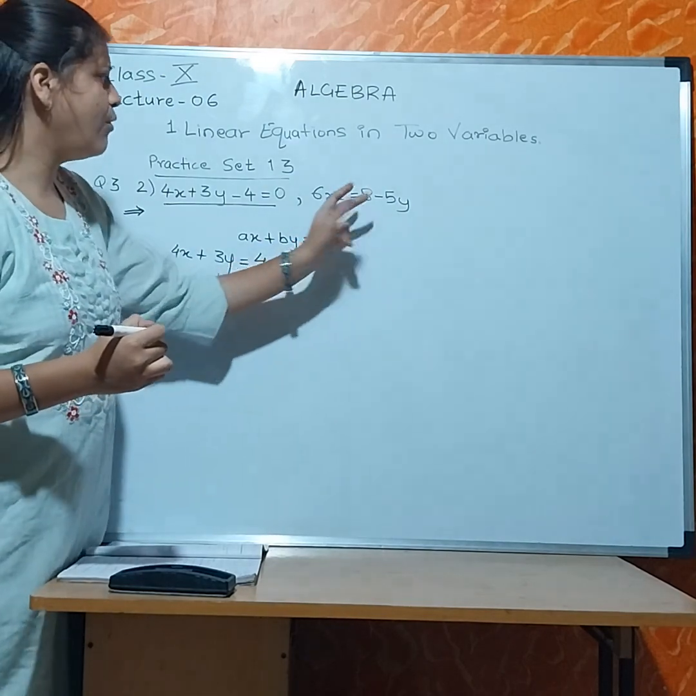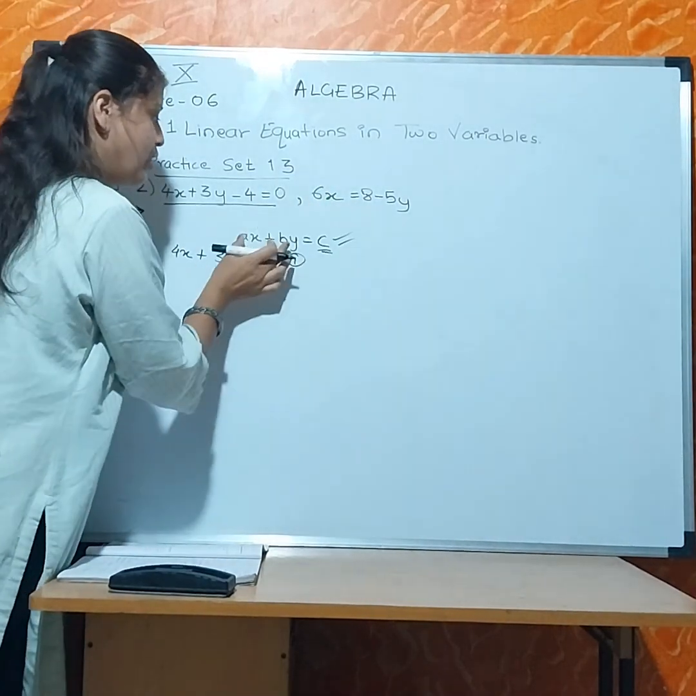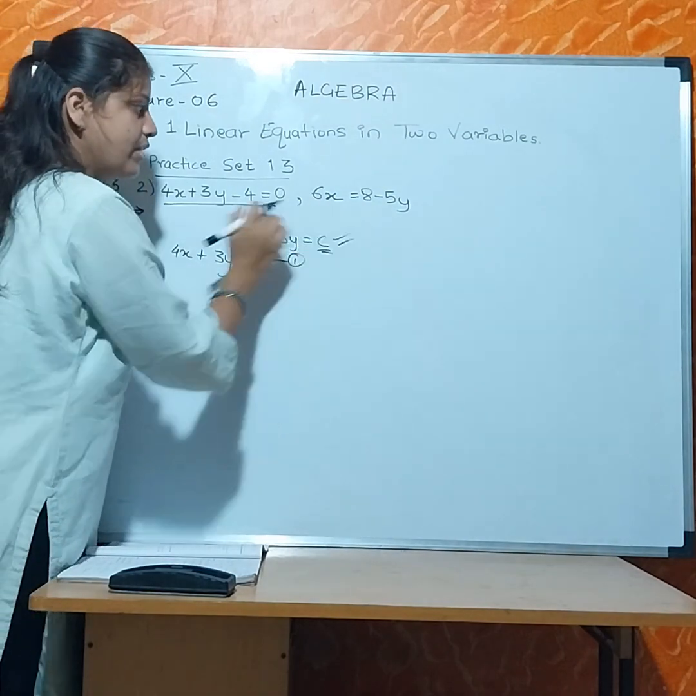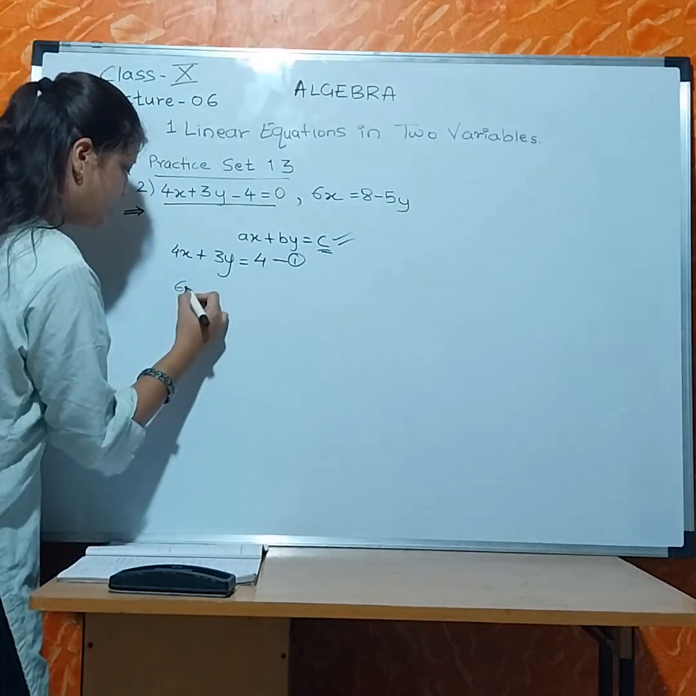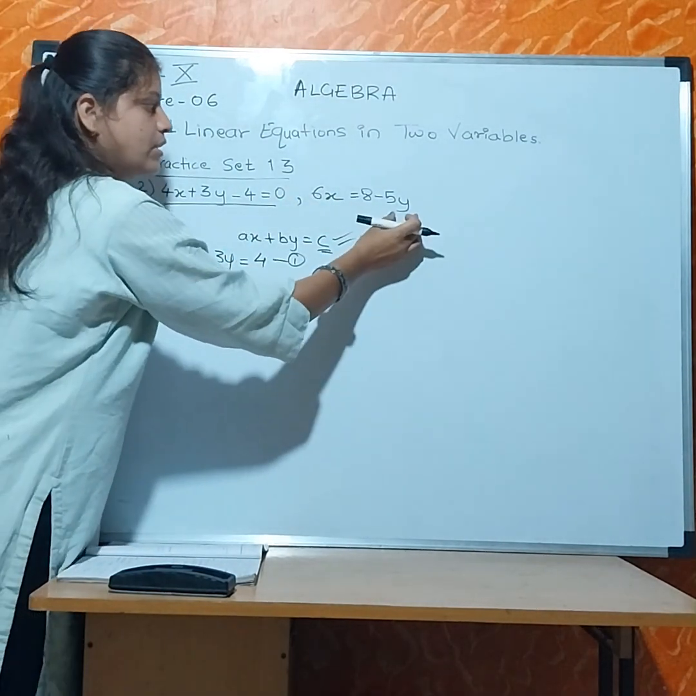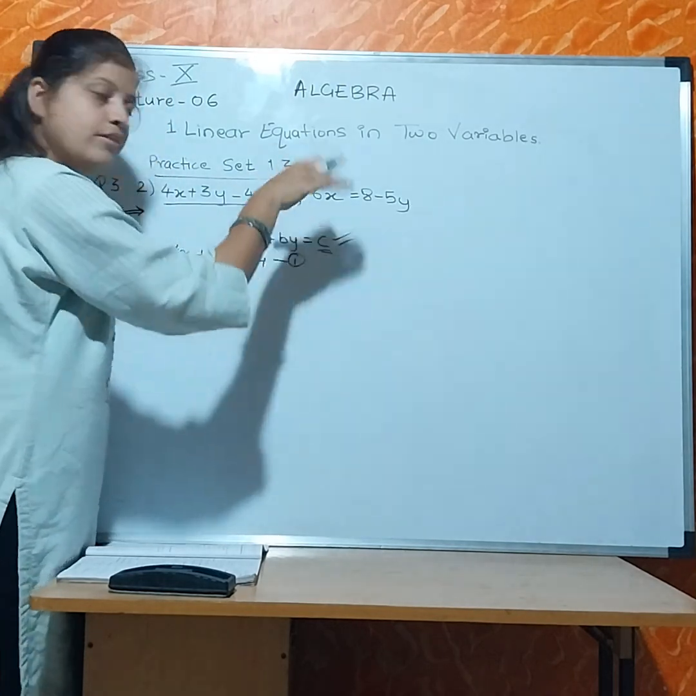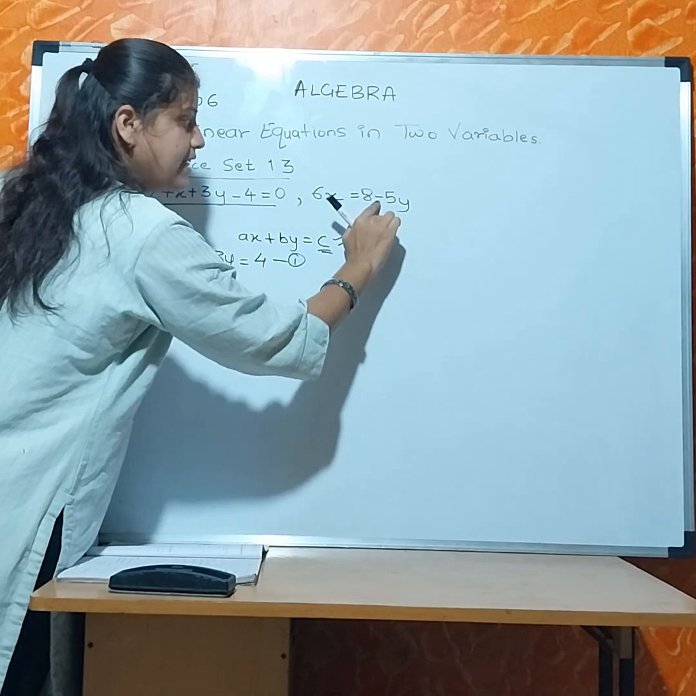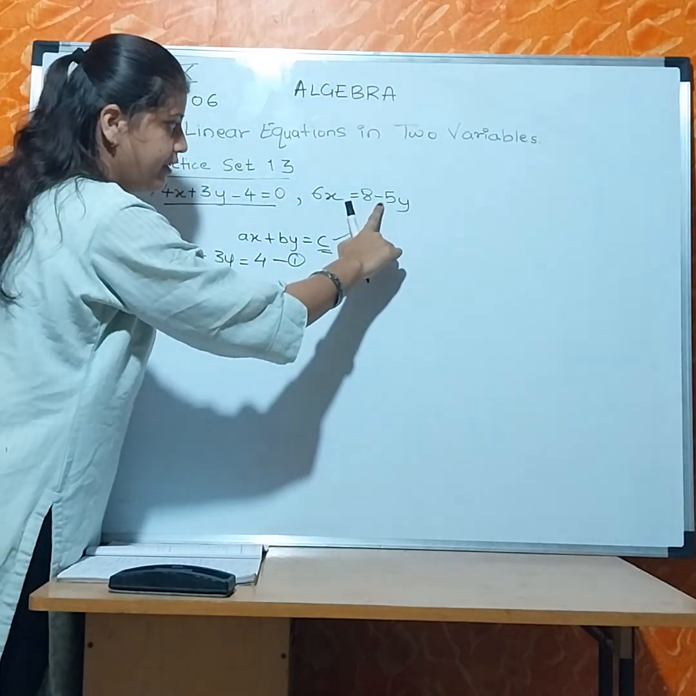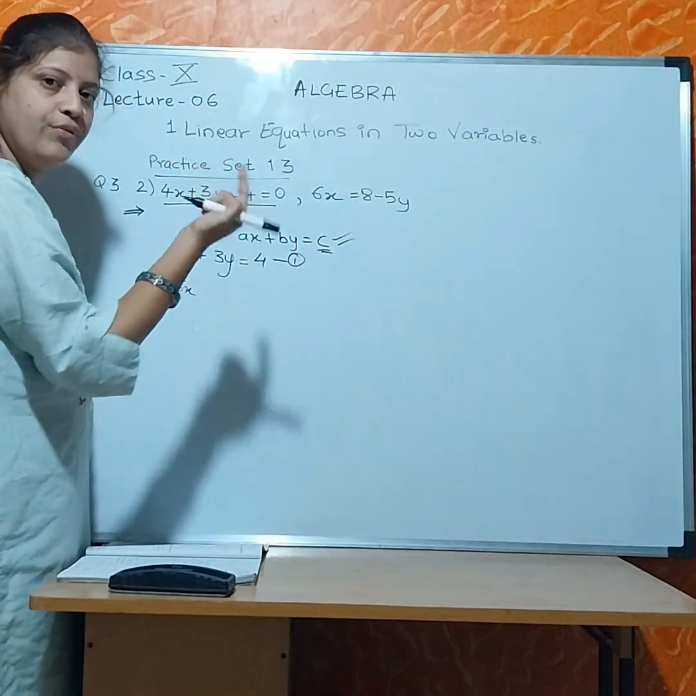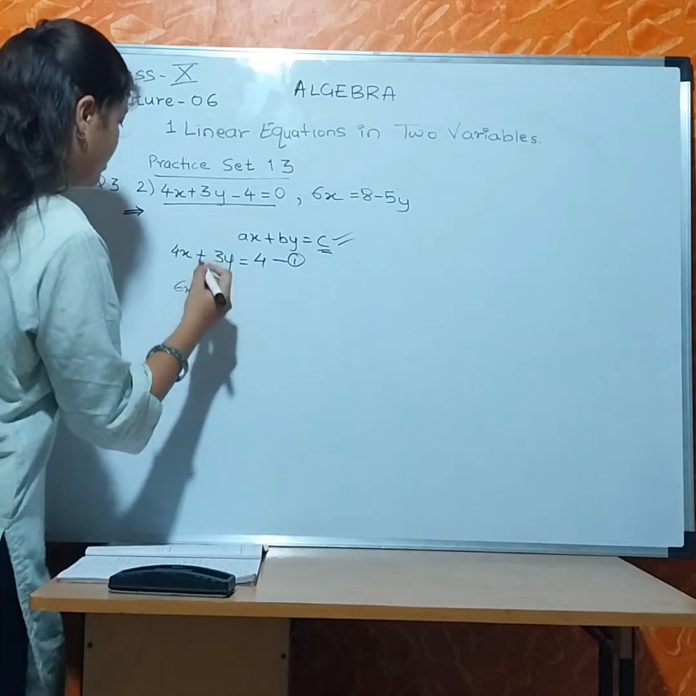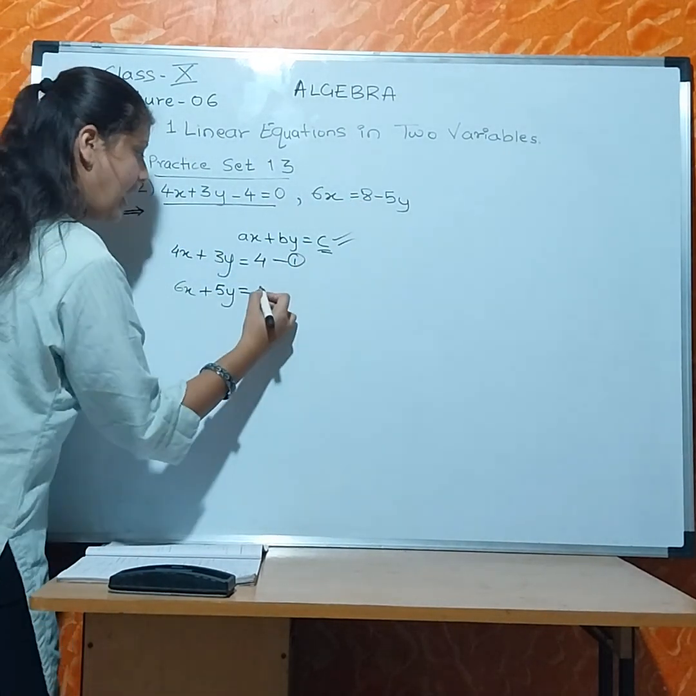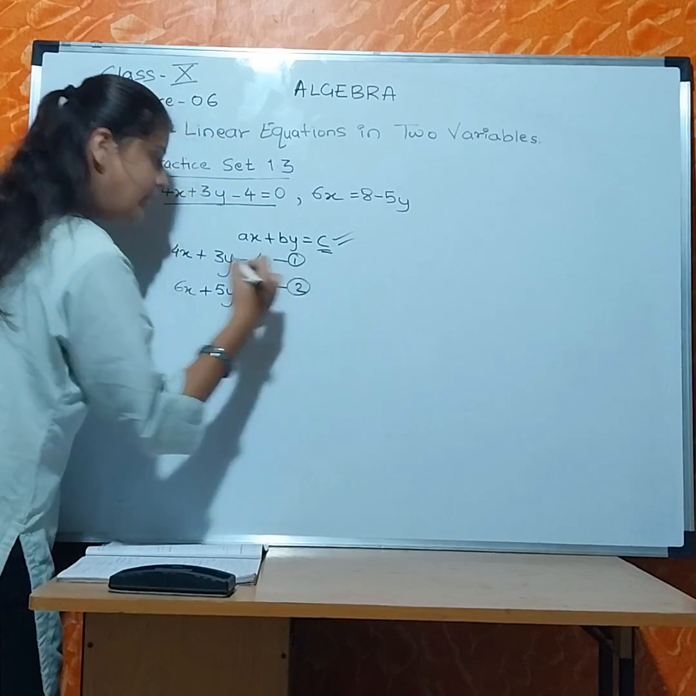And how will we convert this? This is also not in the form ax plus by is equal to c, right? So we have to convert this too. Here 6x is okay, but the variable y we need on this side. So let us take this 5y to this side. It has a negative sign. If it is negative, on the opposite side it will become positive. So plus 5y is equal to 8 as it is. This is equation number 2.